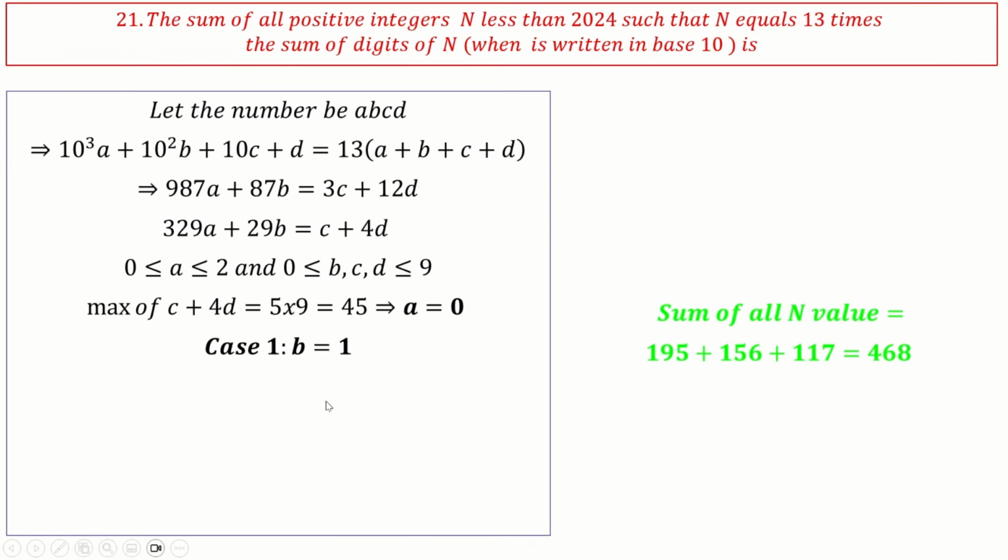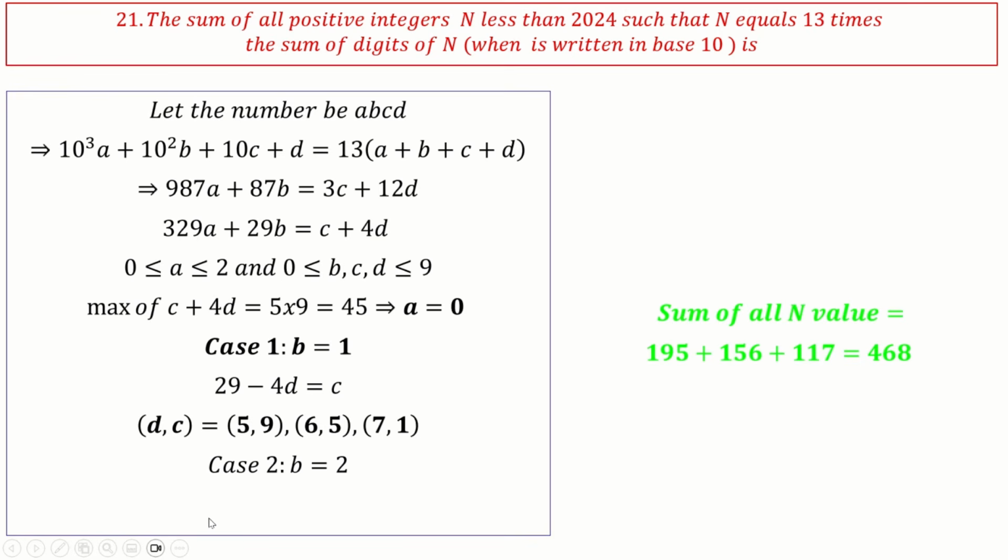Correct. So let's take B equal to 1. If B is 1, then 29 minus 4D equal to C. Then my D comma C I can make pairs actually. D comma C is 5 comma 9, 6 comma 5, 7 comma 1. This equation is satisfied by these 3 values only. Now let's take B equal to 2. If B equal to 2, what happens is 58 minus 4D. So D, even if you take 9, 36, so it will give 2-digit number, which is not possible. So B 2 onwards, it's not possible. So only option is these 3 values.